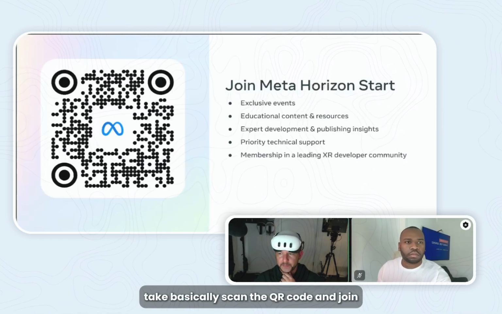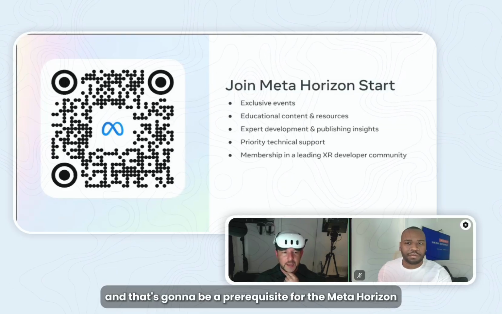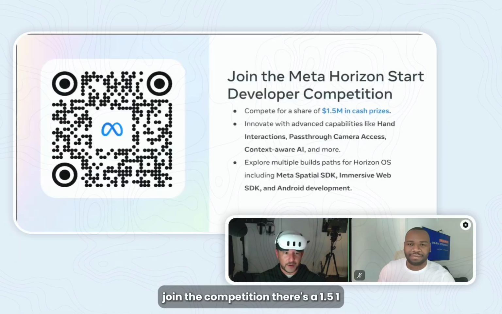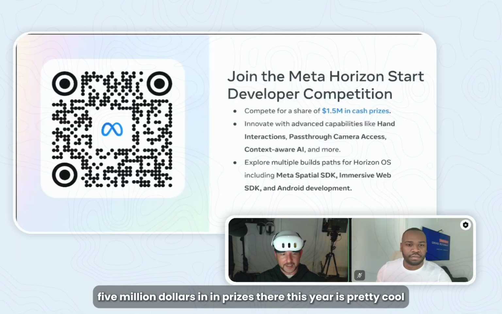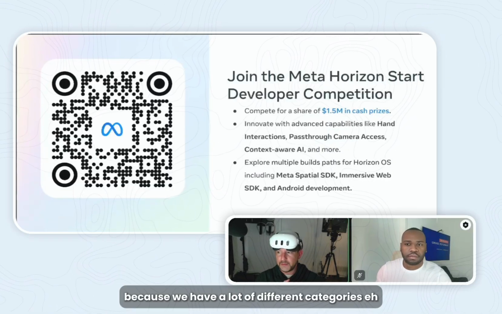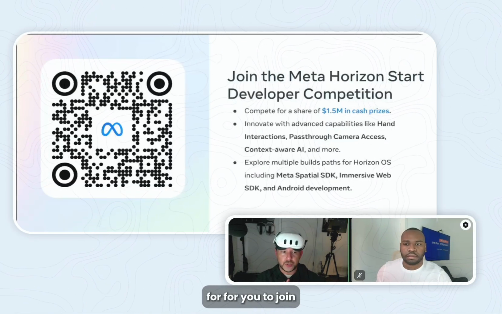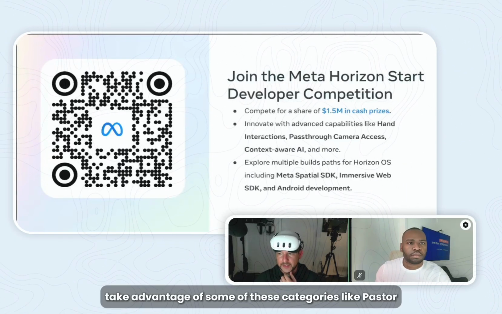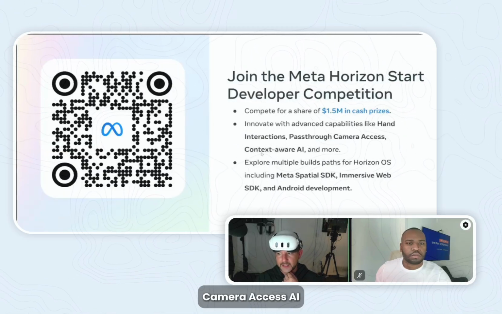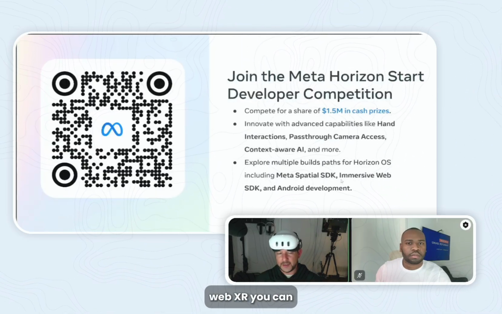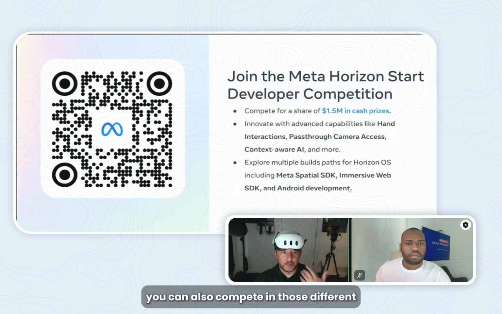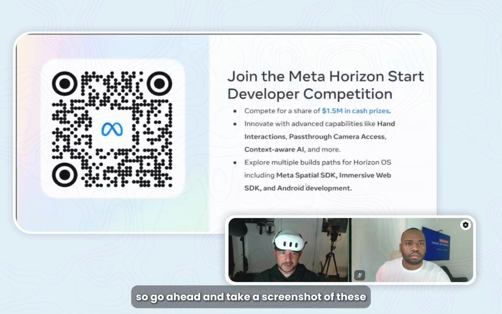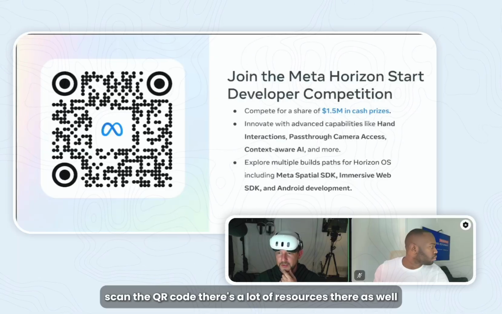I recommend you guys basically scan that QR code and join, and that's going to be a prerequisite for the Meta Horizon Star competition. And then, yep, join the competition. There's $1.5 million in prizes. This year is pretty cool because we have a lot of different categories for you to join. You can create a casual game, you can create a social game. You can also take advantage of some of these categories like Passthrough camera access, AI, Meta Spatial SDK, WebXR. You can also compete in those, and then also Android development. So go ahead and take a screenshot of these, scan the QR code. There are a lot of resources there as well.